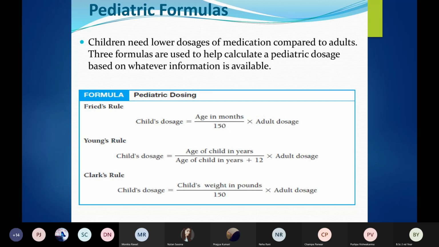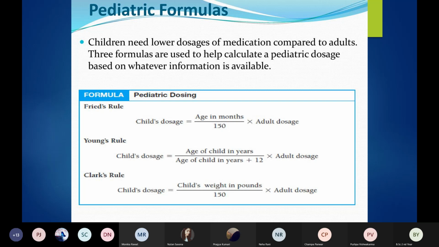Here, child dosage is equal to age in months divided by 150 into adult dose. If the baby is in months, if it's 2 months or 6 months or 9 months, then we can use Fried's rule. So this is the first formula that we can use for calculating the dose. This is called Fried's rule.